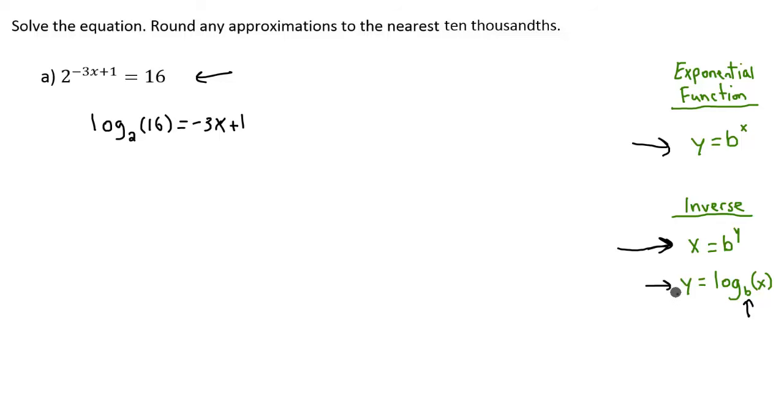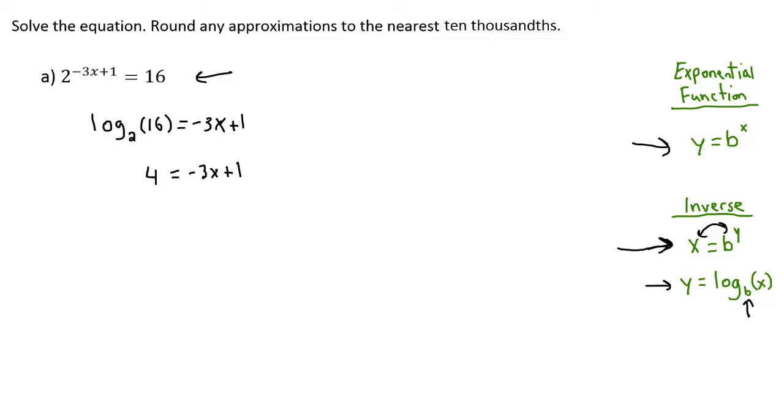And that whole process of switching form could be tricky for some people, but what I like to say is you just take this big base here, that b, make it the little base, and then switch the spots of your x and your y, and you would get what you need. So now you could evaluate log base 2 of 16 in your calculator, and you're going to get 4, and that's because 2 to the 4th power gives us 16. So you could have also asked yourself, 2 to what power gives you 16? So that's going to be 4, which equals negative 3x plus 1.